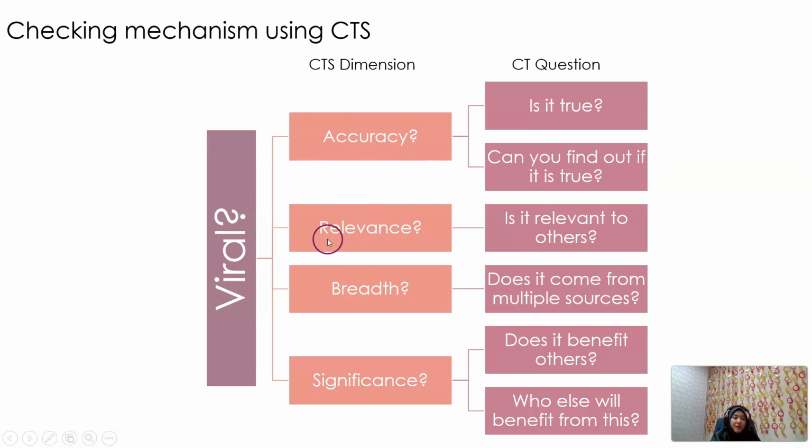Yes. Is it relevant to others? Let's say, not relevant to me, for example. And then breadth: does it come from multiple sources, or does it come from one point of view only? And then significance: is it of benefit to others? Who else will benefit from this? So this is how we can use it when you get viral things.